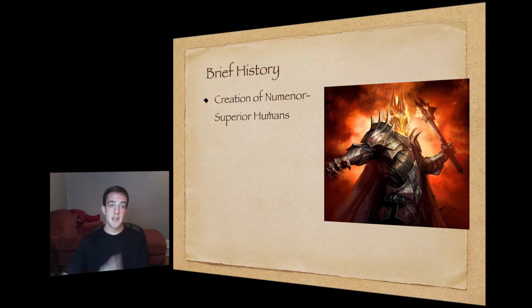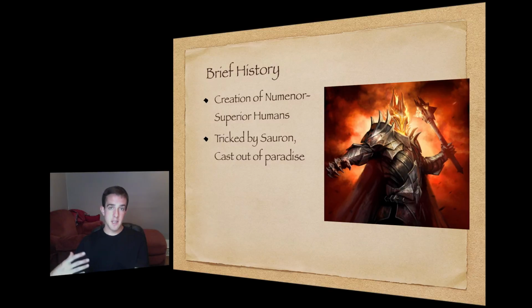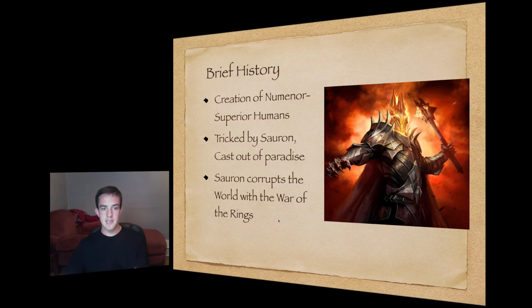So in the second age, we have the elves. They create superior human beings named Númenóreans. However, the Númenóreans are tricked by Sauron, and because they are tricked, they are killed and cast out of paradise. Sauron then takes over the entire world by using his evil rings, and at the end of the second age, the ring is cut off of Sauron's finger. He is defeated for now, and the second age comes to an end.